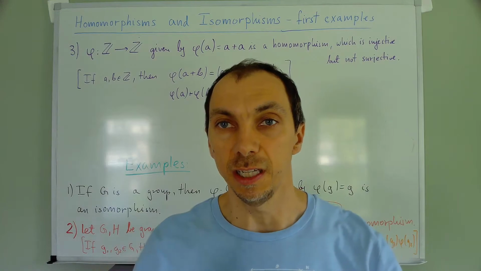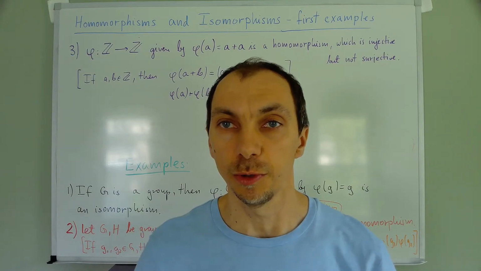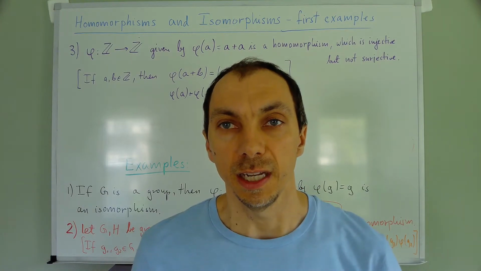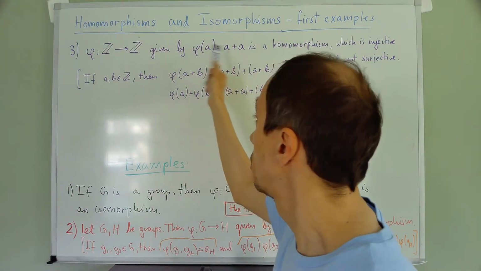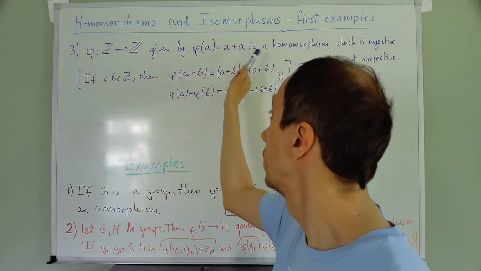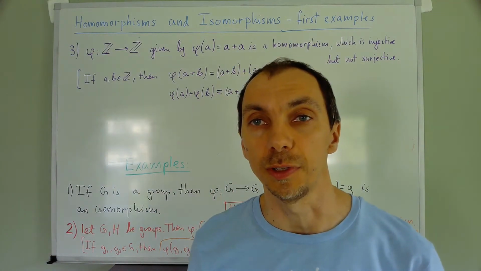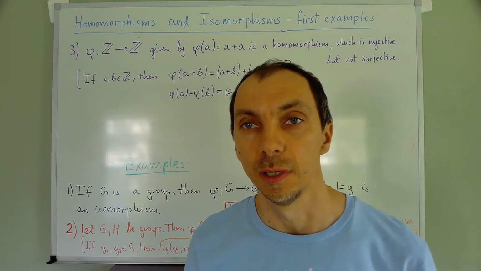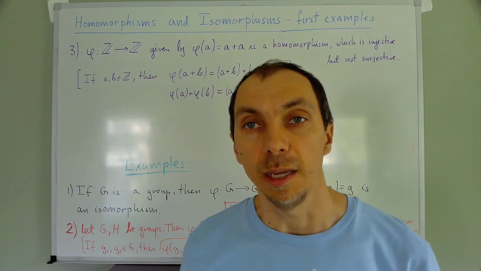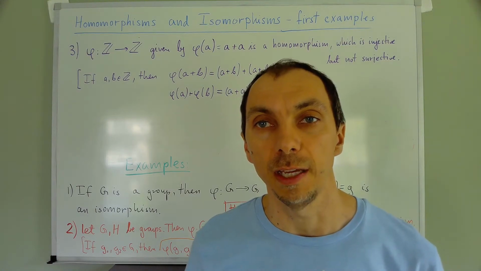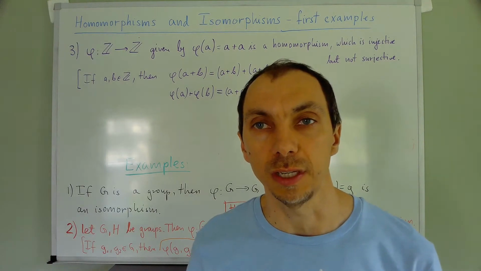Note that, of course, Z is isomorphic to itself. Z is isomorphic to Z via the identity isomorphism. But this particular map, which doubles every element, is not an isomorphism. It is, however, a homomorphism. And in fact, you could just use phi of a being equal to a plus a plus a, or phi of a equal to negative a. You can check that all of these are actually homomorphisms.